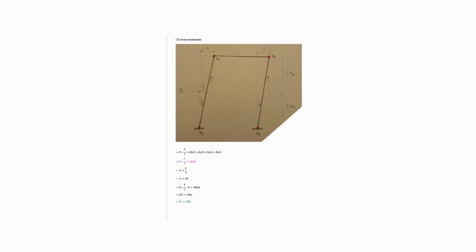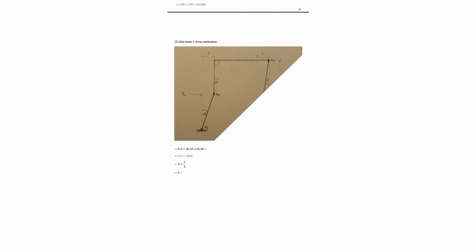2, side beam mechanism. Similar to the top beam mechanism, the collapse load is found by equating the work done by the load to the energy dissipated by the plastic moments. The final load for the side beam mechanism is 2 times the plastic moment. 3, sway mechanism. The equation for the collapse load considers the sway mechanism and equates the load's work to the plastic moment's energy. The final load for the sway mechanism is 2 times the plastic moment.